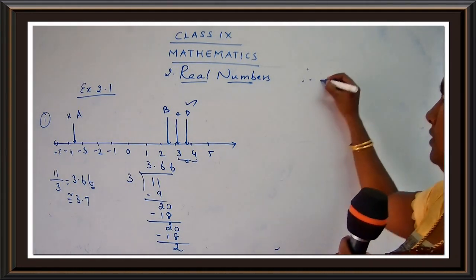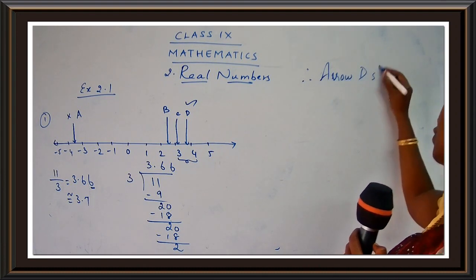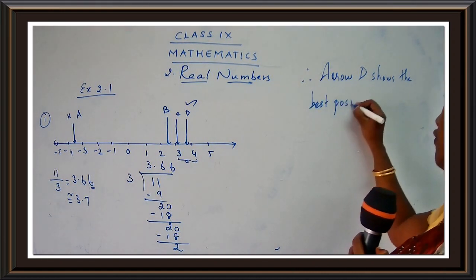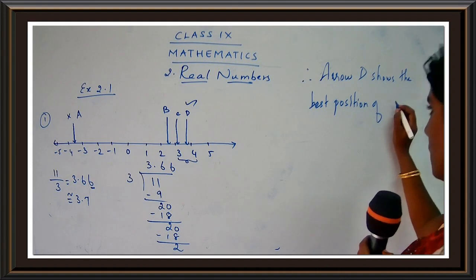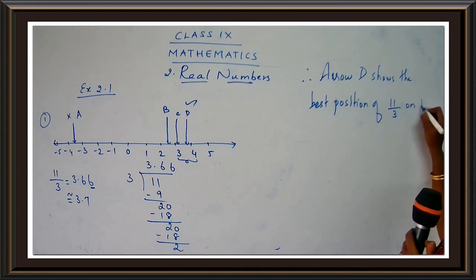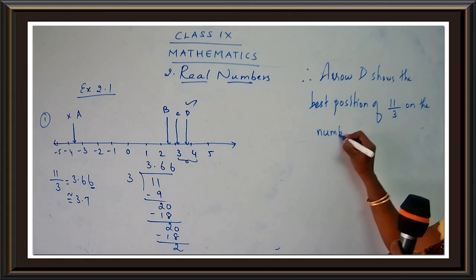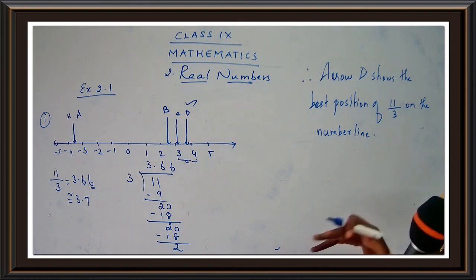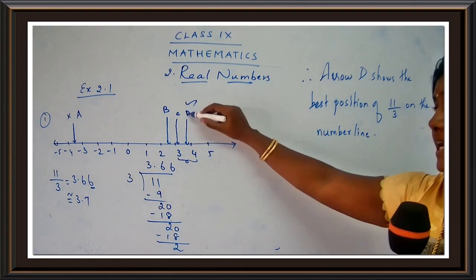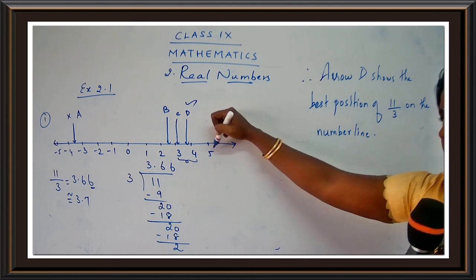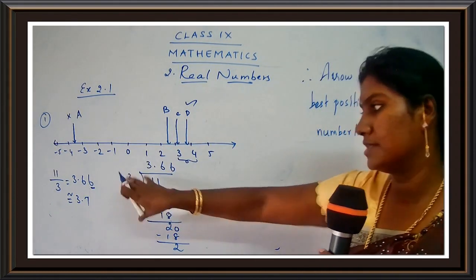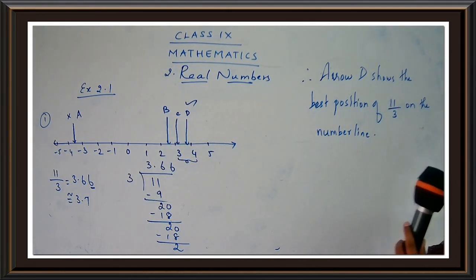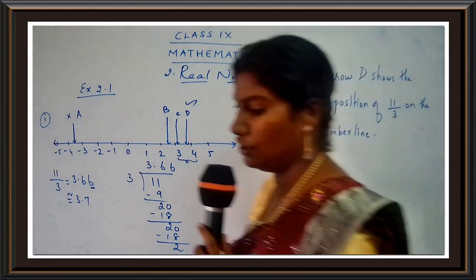Therefore, arrow D shows the best position of 11 upon 3 on the number line. Okay, done? So which arrow shows the best position, they are asking. Which is the best arrow? I can take D because it is close to the answer, 3.7. So 3.7 is arrow D. Write down the answer. Arrow D shows the best position of 11 upon 3 on the number line.